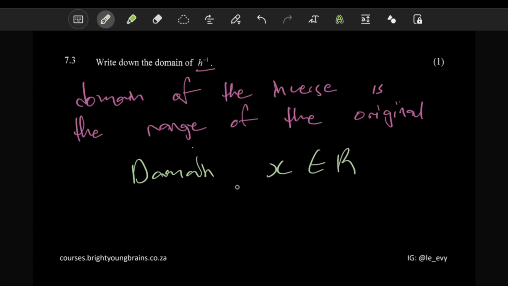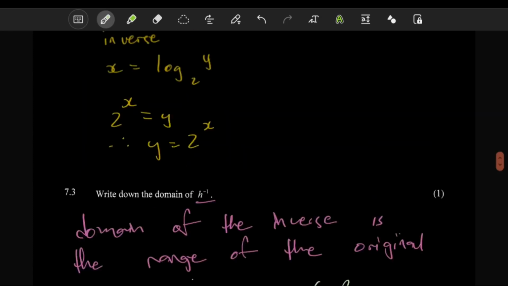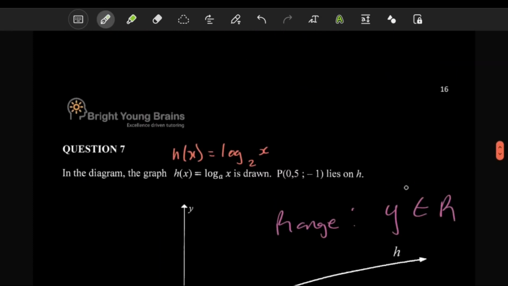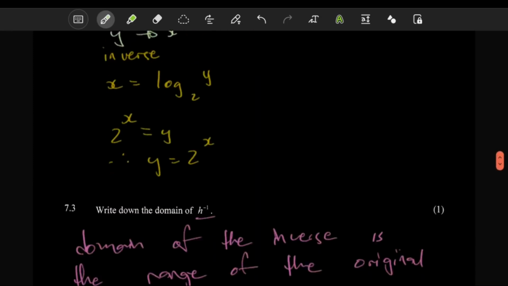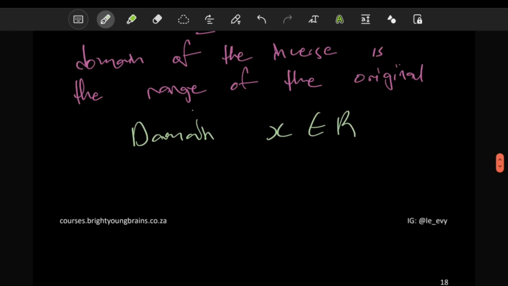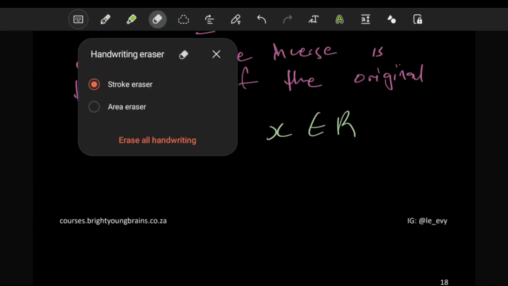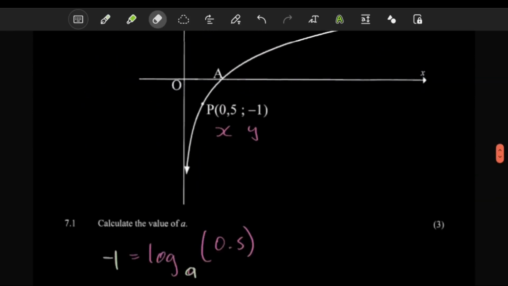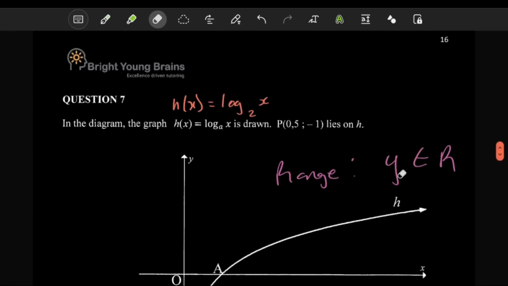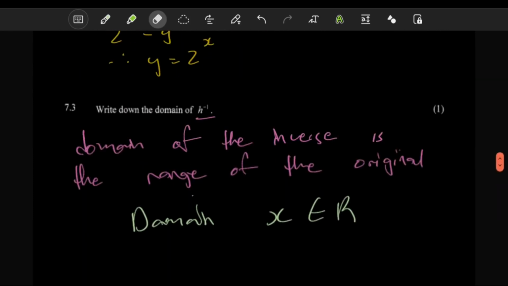Because remember, when you speak of domain, you always speak of R. But then this being the element of R, this is the range, right? It just means that the domain also has to be x as an element of R. Not to say you have to put y here for the domain. No, just think of what the range is, and then just swap this with an x, obviously, when you're going to be getting the domain of the inverse of the graph.